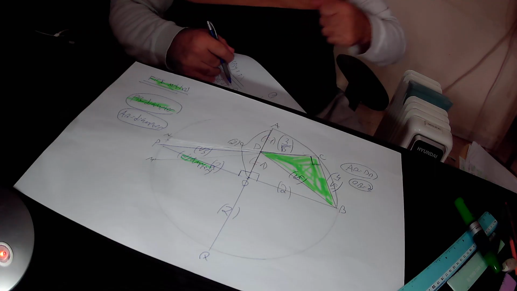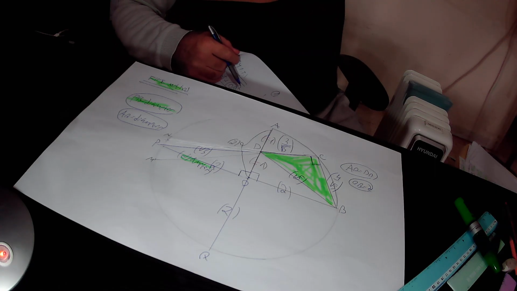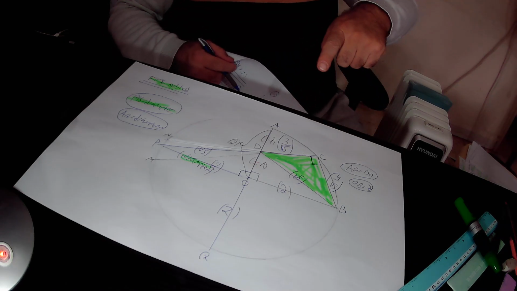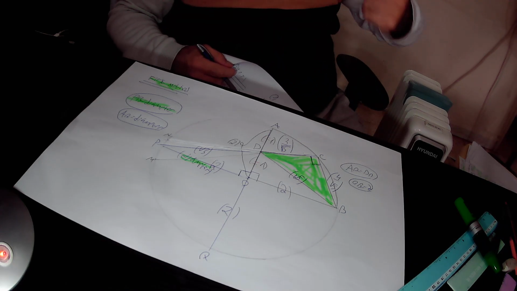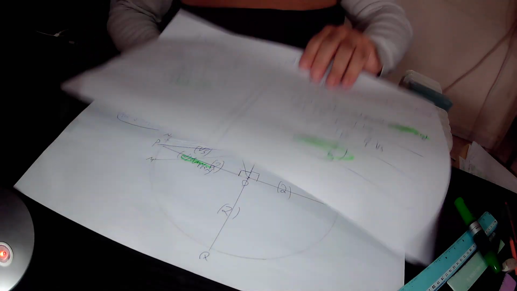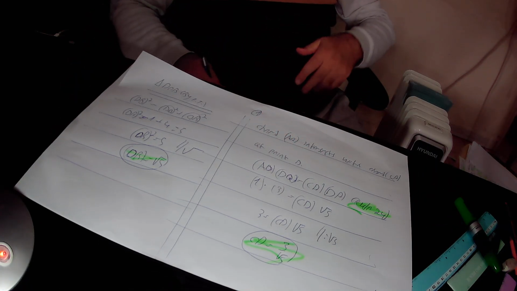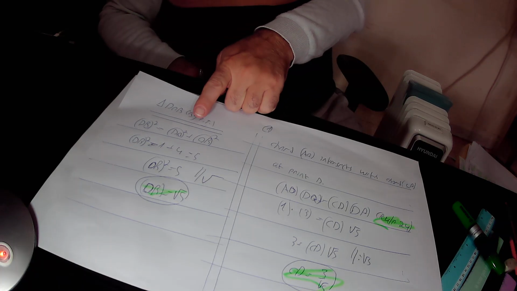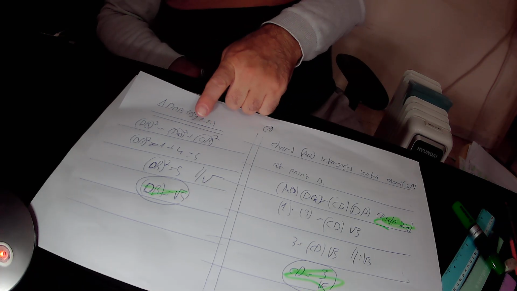DB is the missing side, so we leave it as it is. So DB squared equals DO squared. DO is 1, therefore DO squared is 1 squared, that is 1, plus OB squared. OB is 2, therefore OB squared is 2 squared, that is 4. So we found out that DB squared equals 1 plus 4, that is 5. So DB squared equals 5.